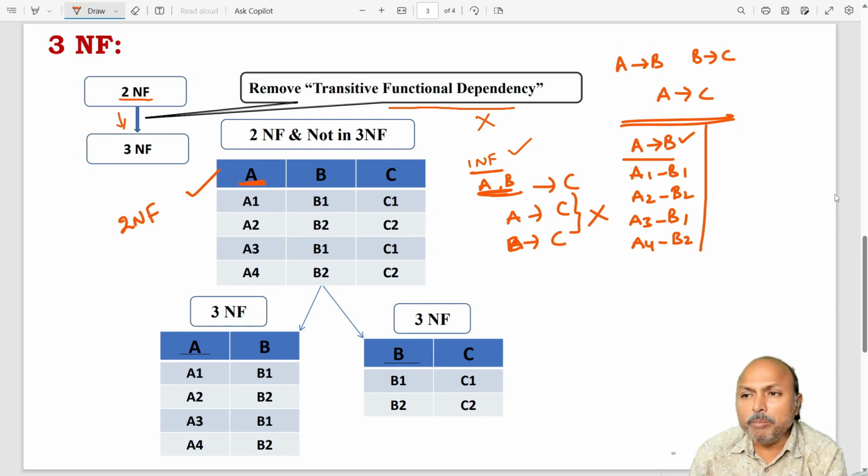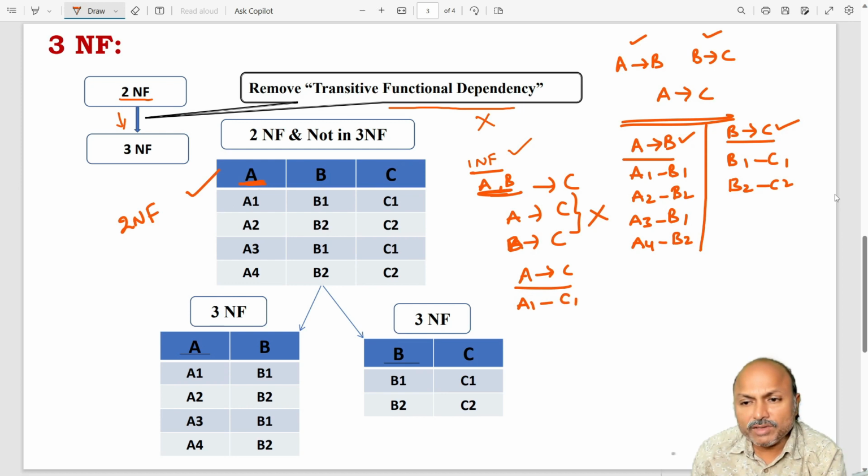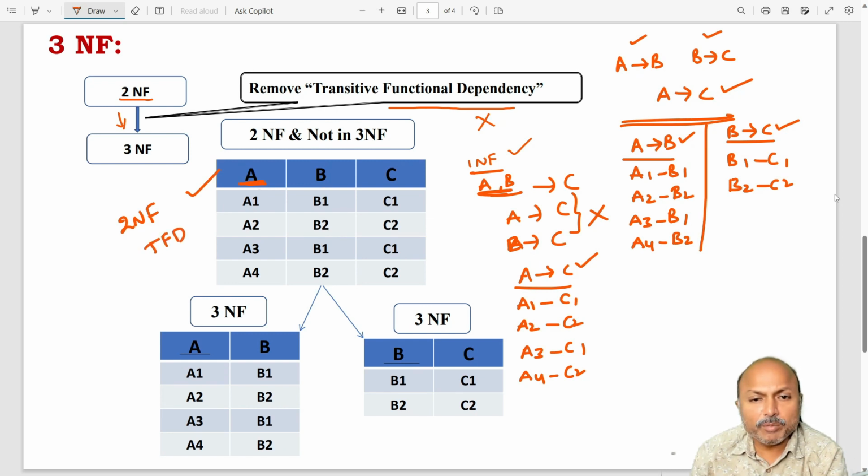Now check B arrow C. For B1, how many values are there? Only one value, C1. For B2, C2. So it holds the functional dependency. So this is satisfied, this is also satisfied. Then we need to check A arrow C. For A1, only one value, C1. For A2, C2. For A3, C1. For A4, C2. It also holds. That means this relation has transitive functional dependency.